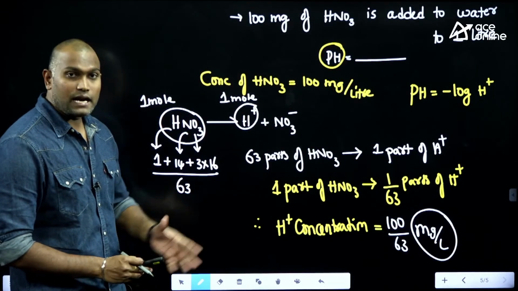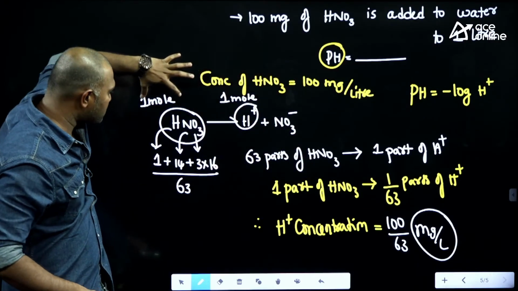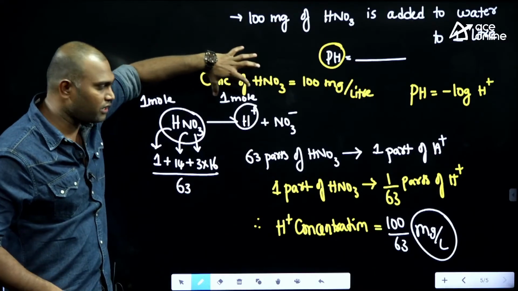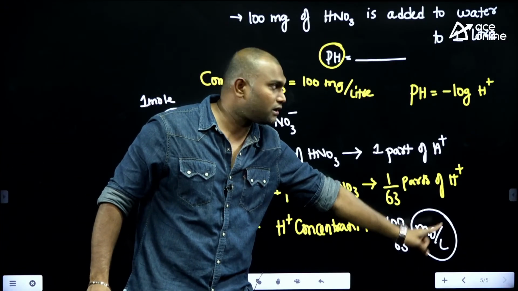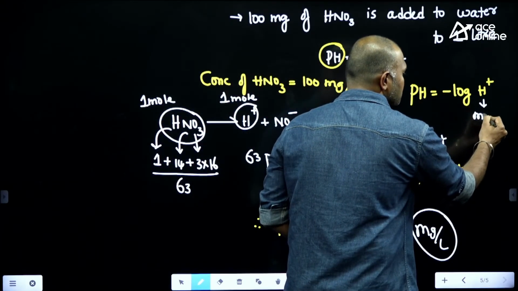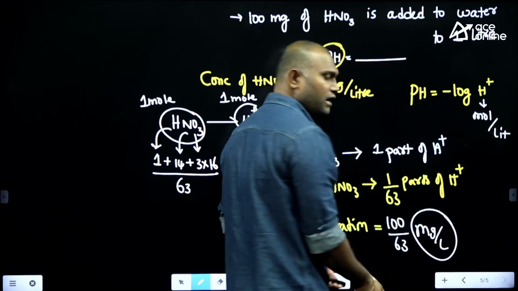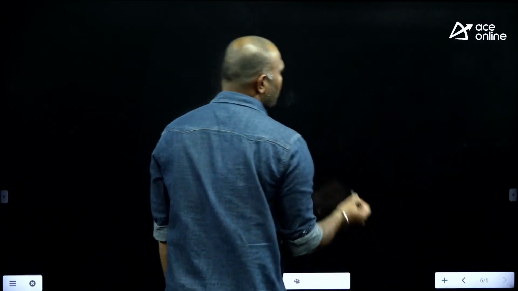So it's not about only the point. I have to go with the stoichiometry equation. I have to check how many moles are required, and finally you get mg per liter. So don't use that mg per liter directly. If I want to find this H plus, I have to find it in terms of mole per liter, right?